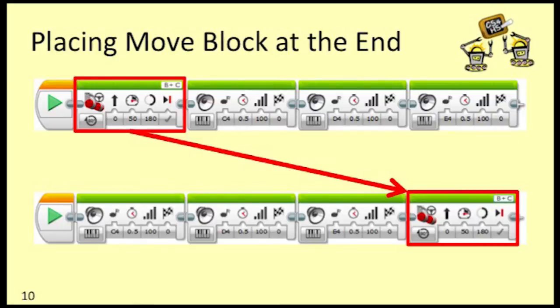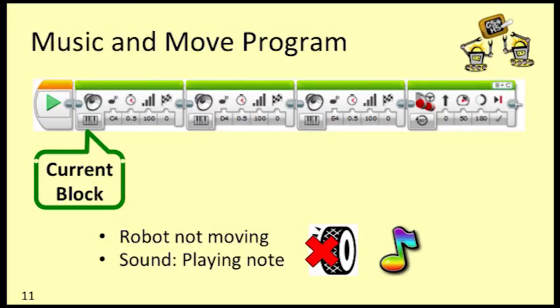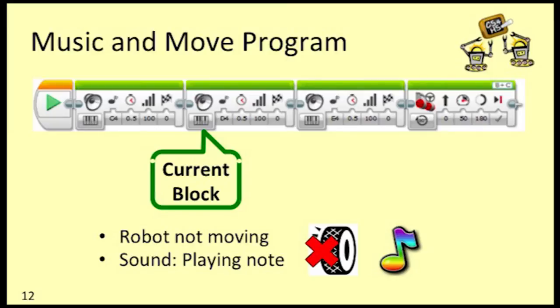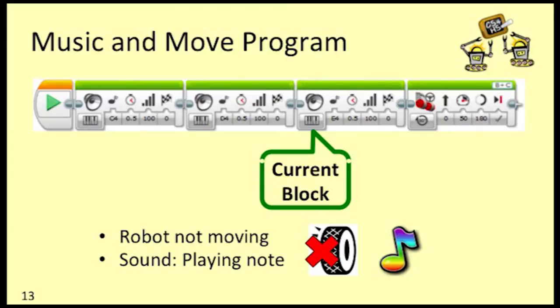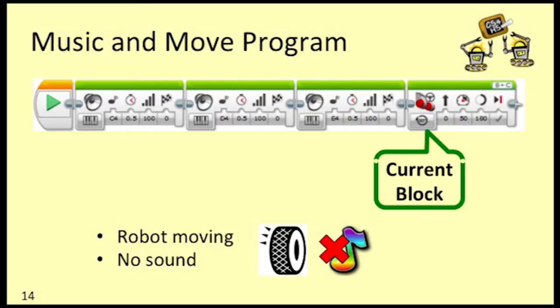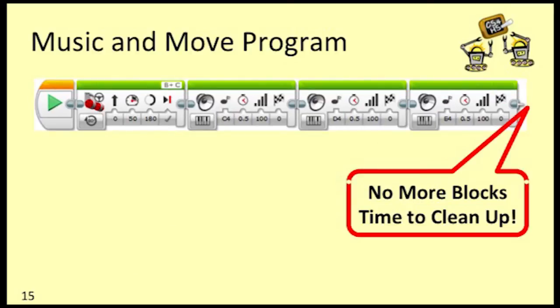Putting the move block after the sound blocks also won't do what we want. We want the sound to play while the robot is moving. In this program, we begin by playing our notes, but the robot isn't moving. It's only after we finish our notes that the motors start to move. They turn for 180 degrees, and then we're done. But we want a way for our motors to move while we play the tune.